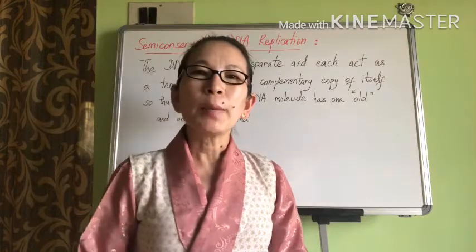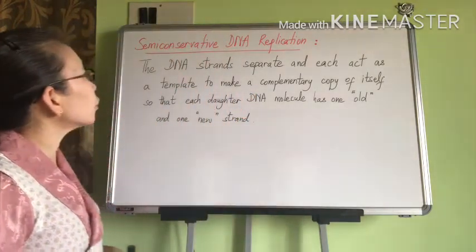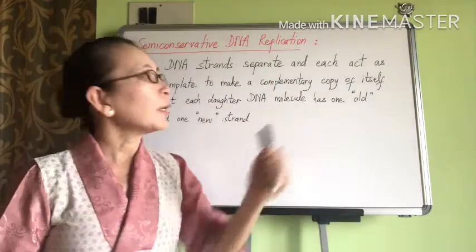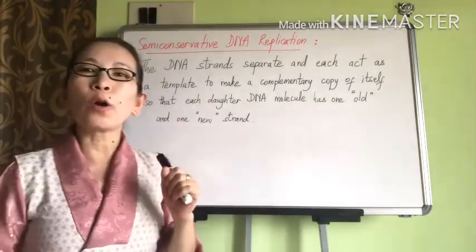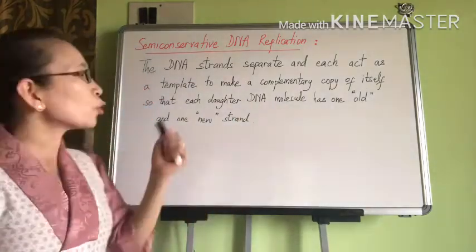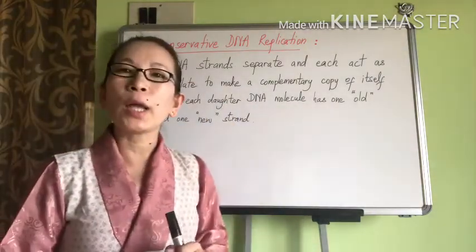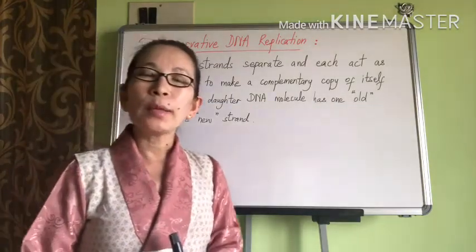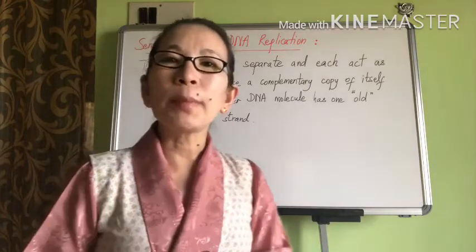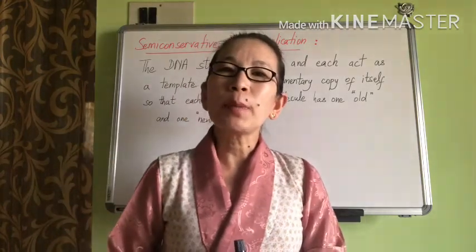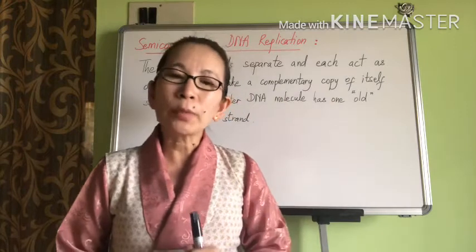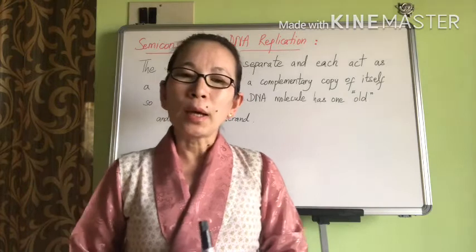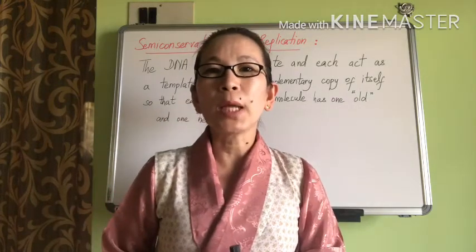To sum up, semi-conservative DNA replication refers to a mode of replication in which the DNA strands separate and each act as a template to make a complementary copy of itself, so that each daughter DNA molecule has one old and one new strand. Following the Meselson and Stahl's experimental evidence, many scientists confirm semi-conservative DNA replication in different species as well. Semi-conservative DNA replication is indeed a universal mode of replication in all living organisms.